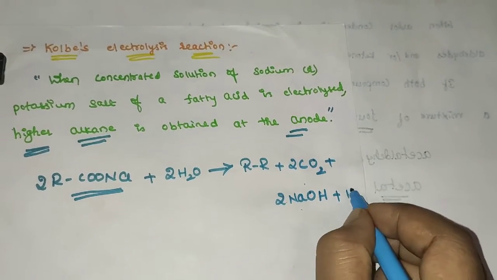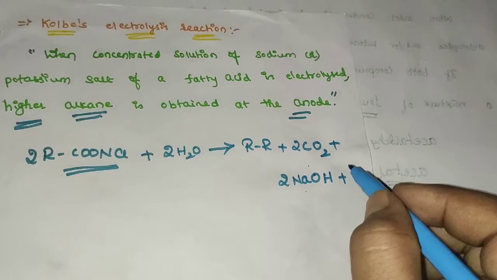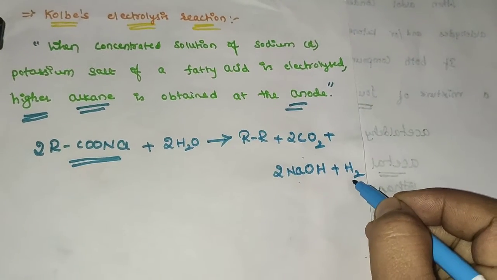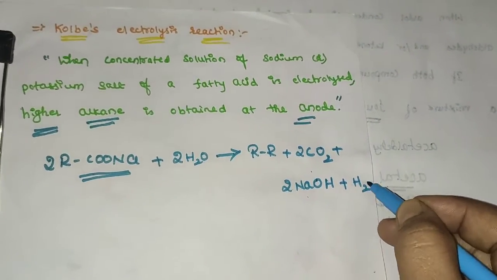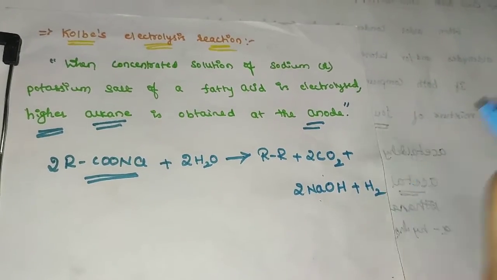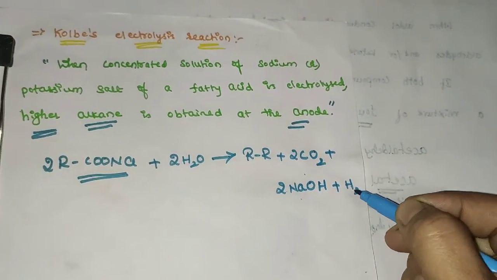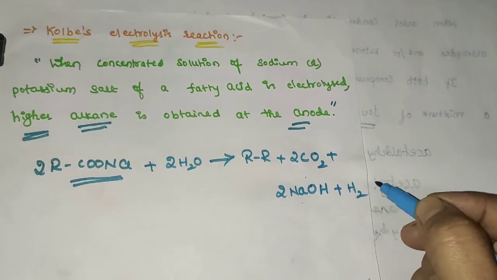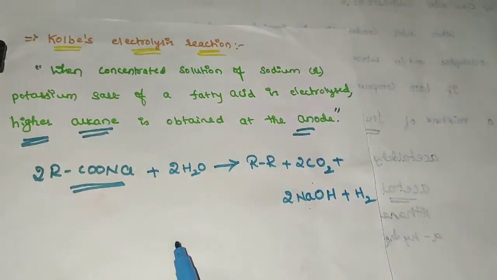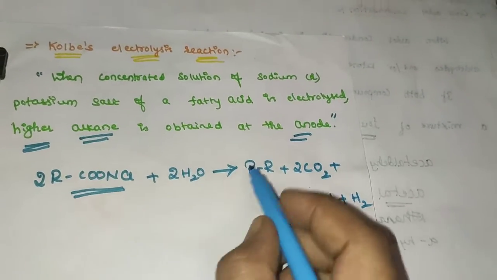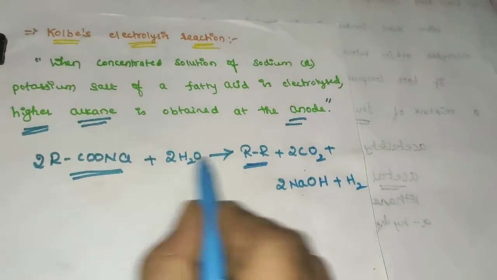Then H2 is going to be formed, so there is an elimination of H2. So this process is also called dehydrogenation, not dehydration, because we are removing or eliminating an H2 molecule. So this is Kolbe's electrolysis reaction, and there is a formation of a higher alkane. So this is the general reaction.